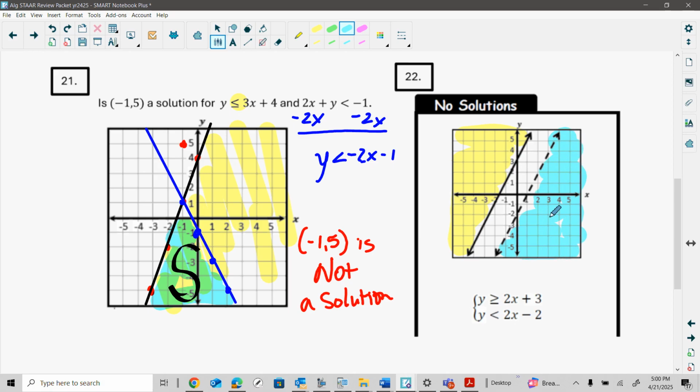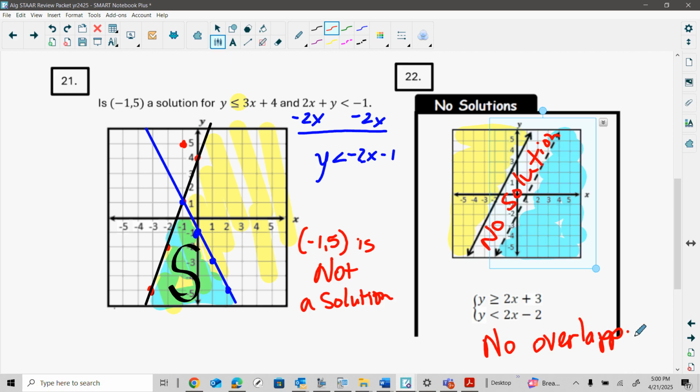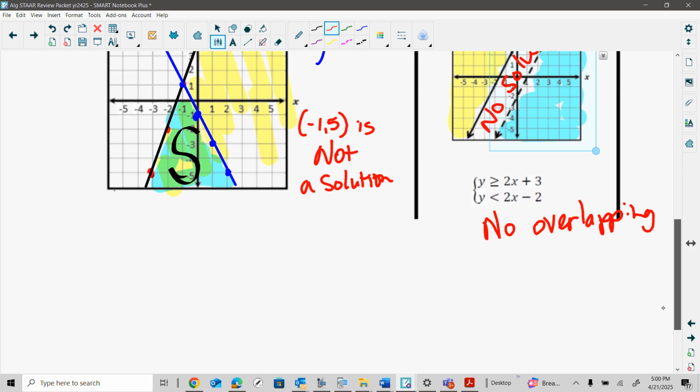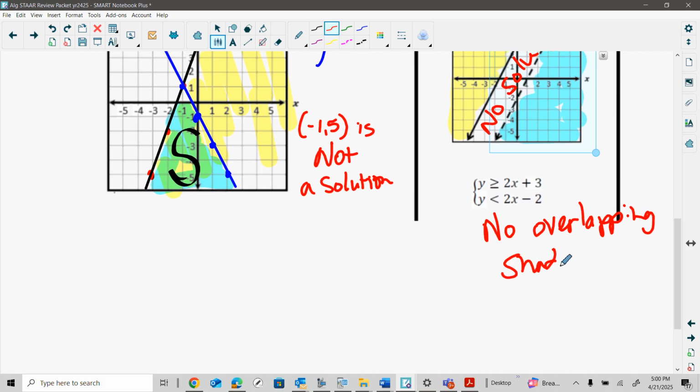So a no solution, obviously you can see it now. A no solution is when there's no overlapping. Oops, where's my shading? There it is. No overlapping. So I'm just going to write in this section right here, this is our no solution. Very good. This basically means we have no overlapping shaded region, no overlapping shaded section. Okay.